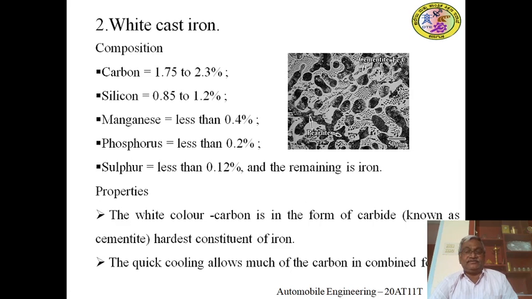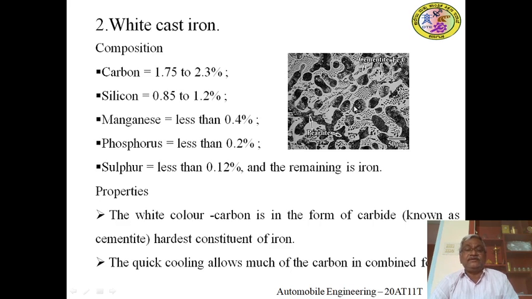Next is white cast iron. This white cast iron is also obtained by remelting pig iron in the cupola furnace or any other electric furnaces. It contains the following composition: carbon 1.75 to 2.3%, slightly less compared to the carbon in grey cast iron, silicon 0.85 to 1.2%, manganese less than 0.4%, phosphorus less than 0.2%, sulfur less than 0.12%, and the remaining is iron. Here the remelted pig iron from the cupola furnace is allowed to cool quickly.